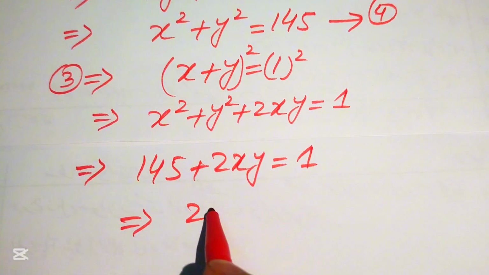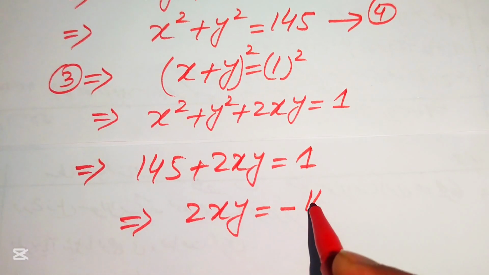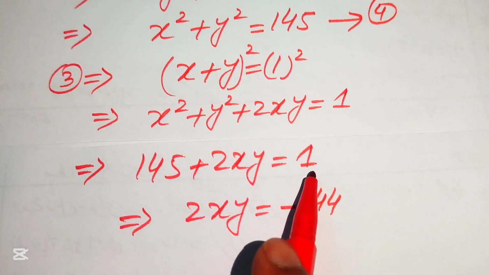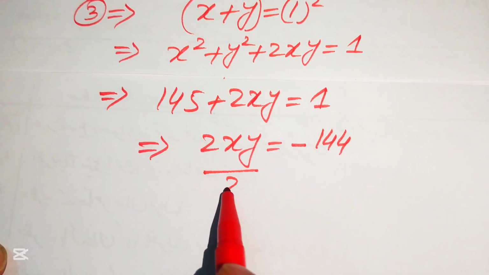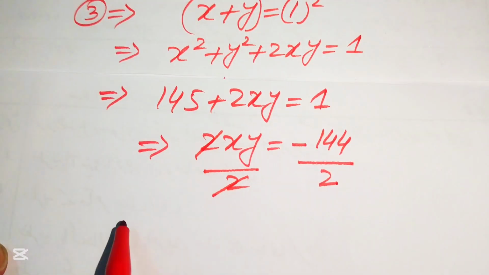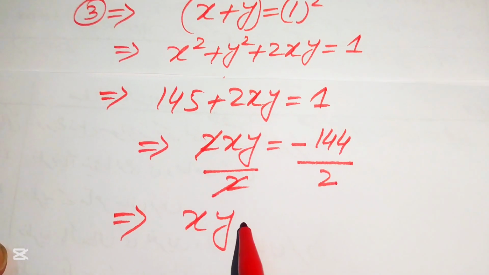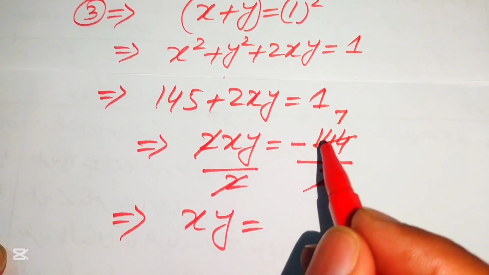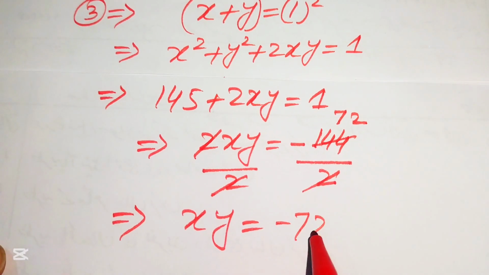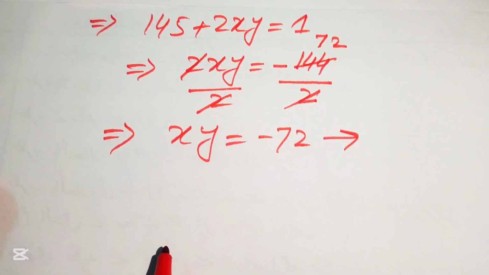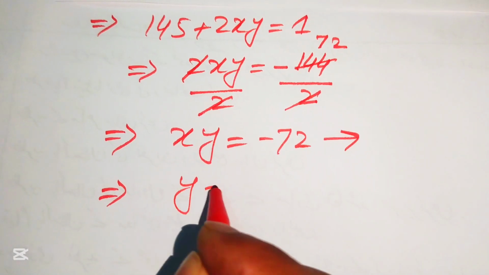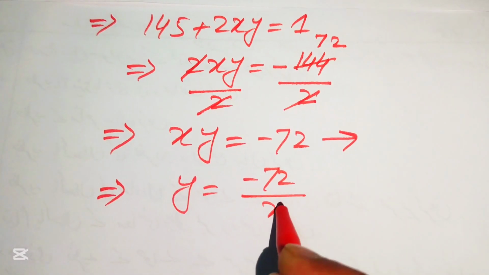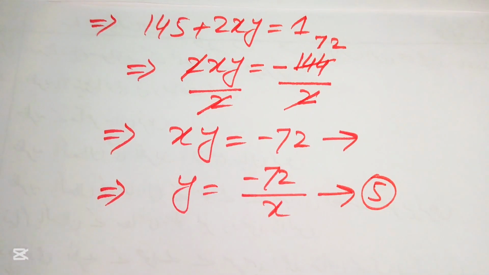So here we will get 2xy equals minus 144. When you move this value here, it will become minus 144. Now we divide both of the sides by 2. So you see here these 2 and 2 are cancelled by each other, and we get the value of xy equals, 2 sevens are 14 and 2 twos are 4, and we get here minus 72. And here we move this x to the right hand side, and it will be written as y equals minus 72 divided by x. We call this equation number 5.